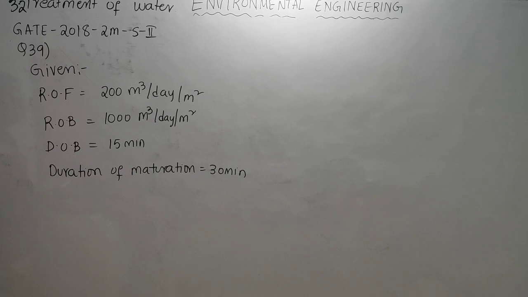Here the area of the filter was not given, so we will find it for unit area. We will find per unit area how much water is used for backwashing and how much is wasted for maturation. So we will get that water and we will add that water to the treatment plant again.